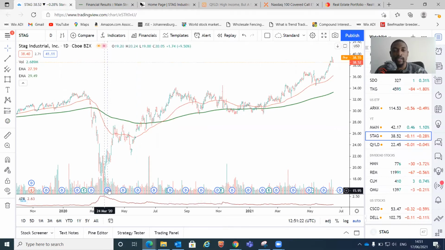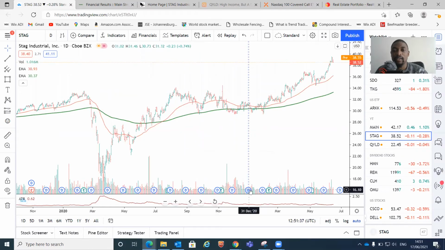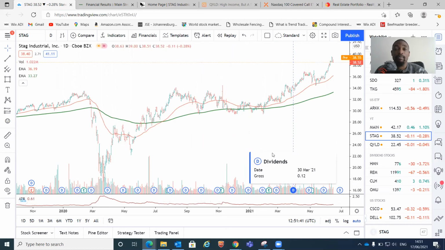As you can see, all the D's down there represent all the times that the company has paid a dividend. So if you look at the typical dividend that they pay per month, it's about 12 cent. Remember, it's US cent, not South African cent. So yeah, they pay an average of 12 cent per month that you'll be receiving. And each share costs $38.55 as of today, the 17th of June, 2021.